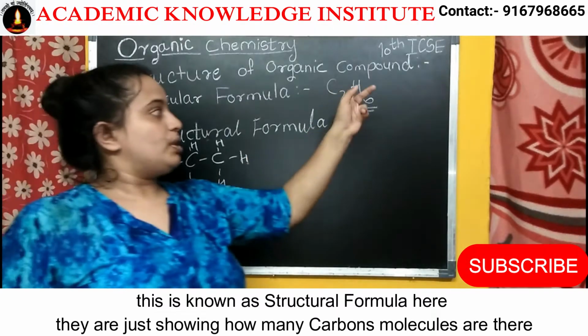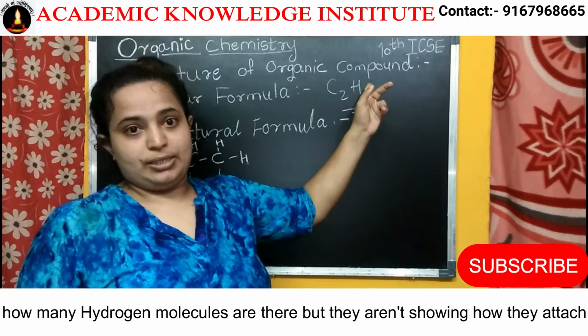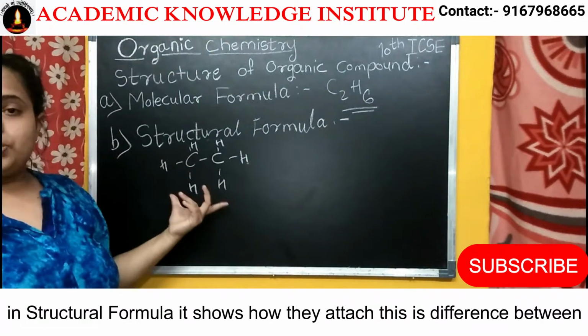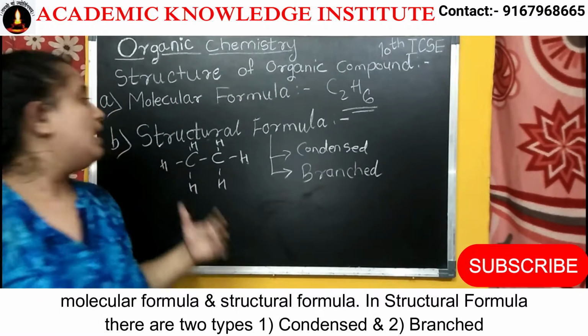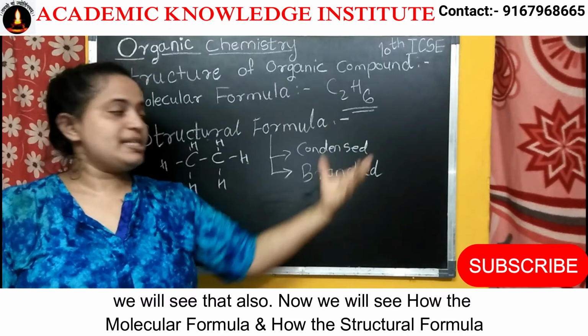In the molecular formula they are just showing how many carbon atoms and how many hydrogen atoms there are, but they are not showing how they are attached. In the structural formula they show how they attach. So this is the difference between the molecular formula and structural formula. In structural formula there are 2 types, that is condensed and branched. We will see that also.